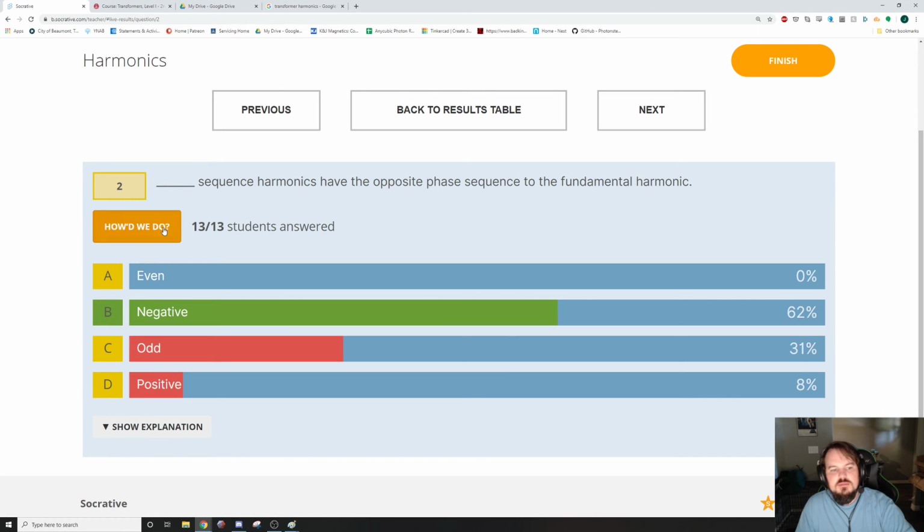Negative sequence harmonics have the opposite phase sequence to the fundamental harmonic. Phase sequence is like 180 degrees out of phase, but it doesn't have the same frequency. It's negative then positive instead of positive then negative.